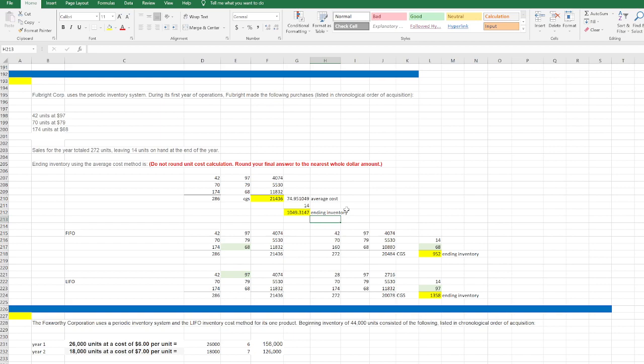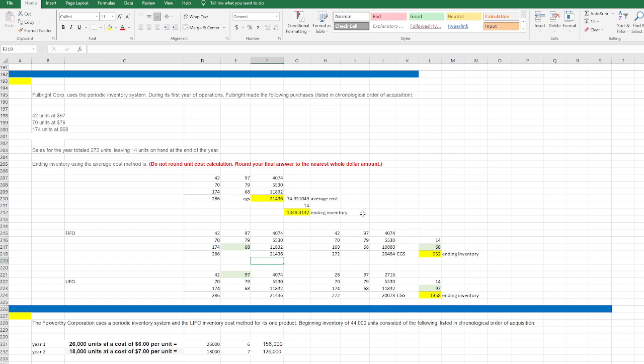There we go. All right, so what if they ask you to do it for FIFO? Basically I just copied this all down. So there's 268 units for a total of 21,436. However, we have 14 units left. So FIFO, we start from the top and work our way down. We're going to use all 42 of these units. We're going to use all 70 of these units, and we're going to use all but 14 of the 174. So that gives us 160.